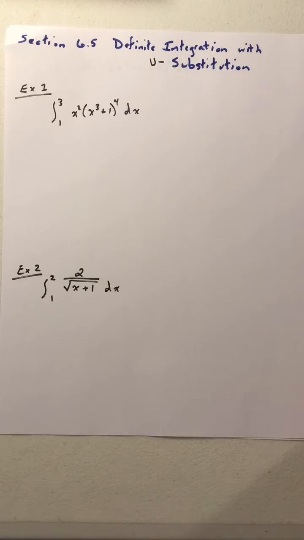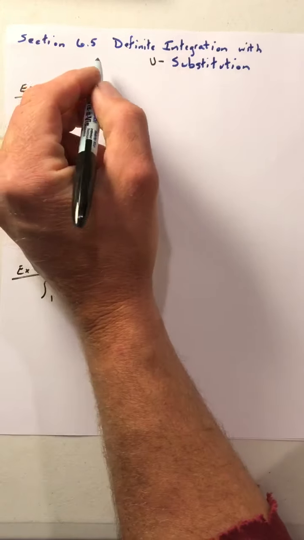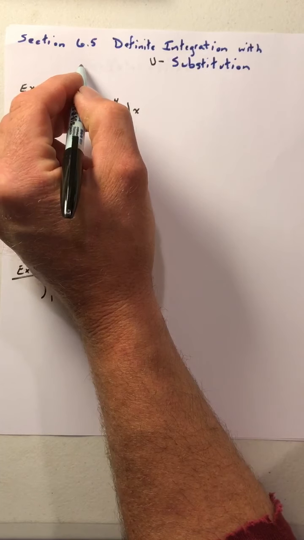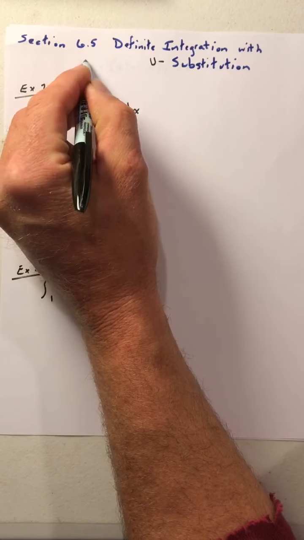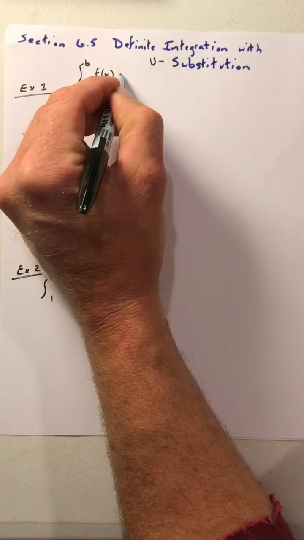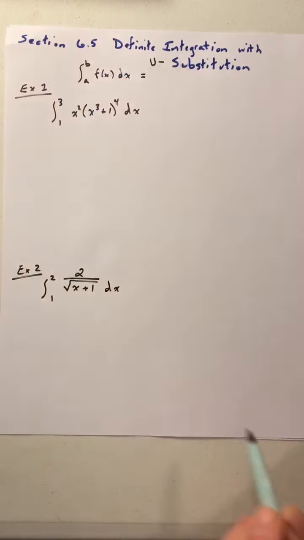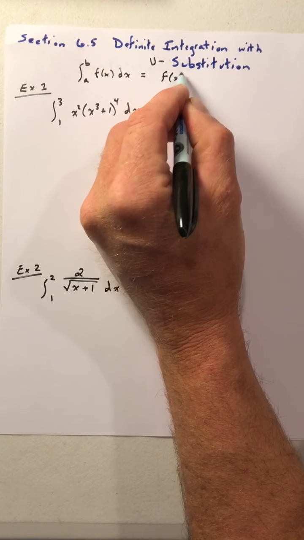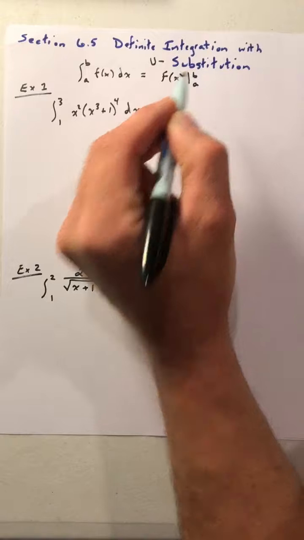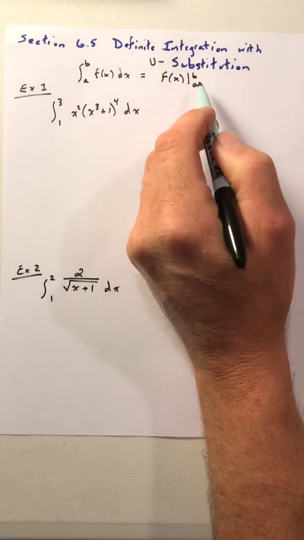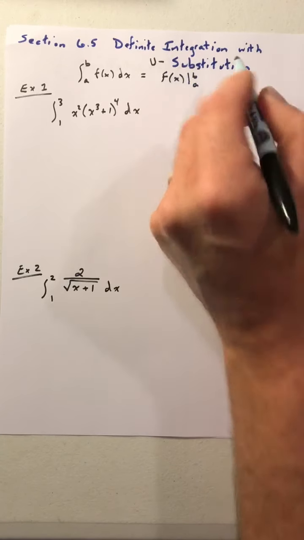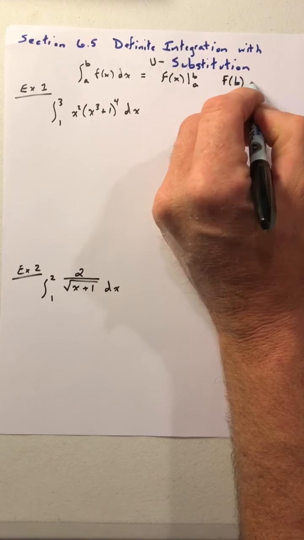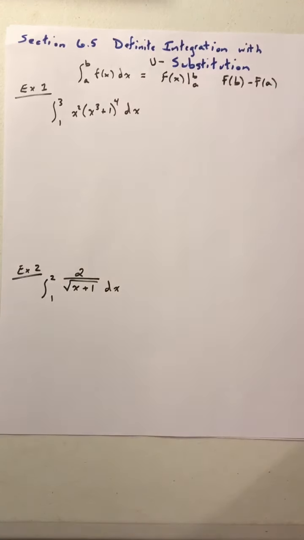Today we're going to start looking at definite integration, but we're going to throw u substitution in on it. So remember the definite integration from a to b of a function dx. What we're going to do is integrate that function, so we'll call it capital F of x, and we're going to go from a to b. So then we plug in our b, plug in our a, and subtract those two values. So we take F of b minus F of a.